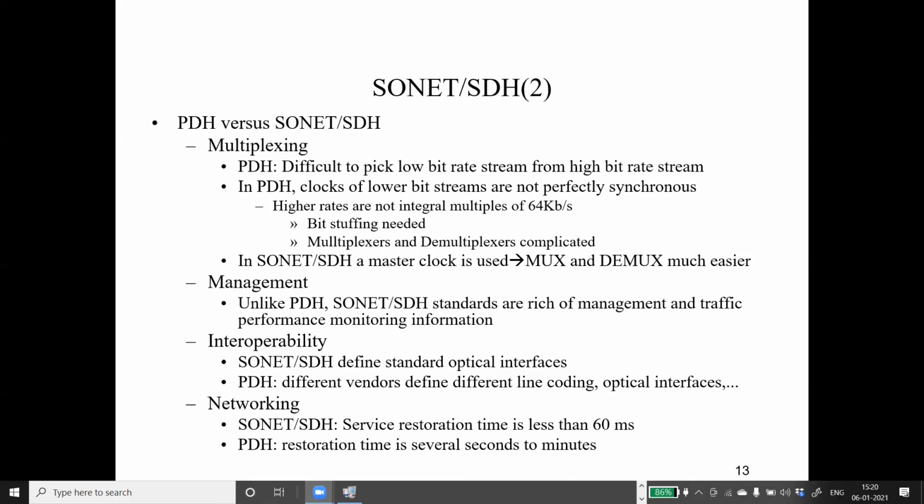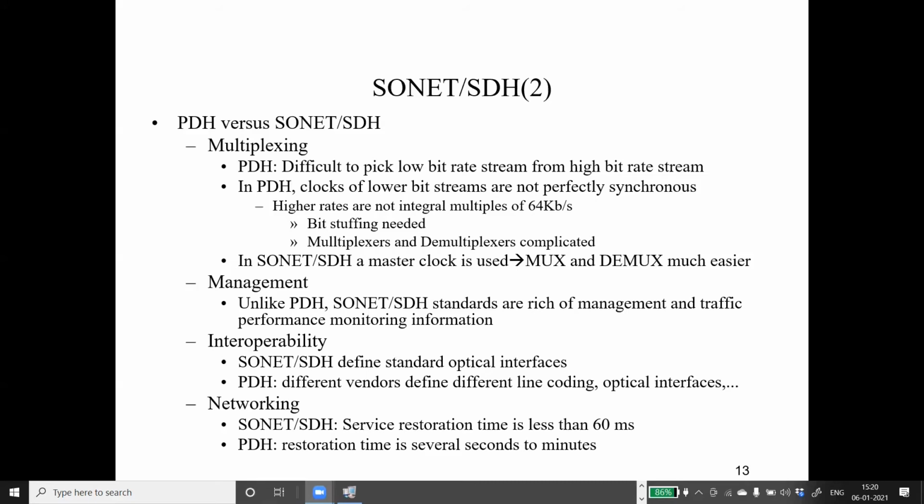Then Sonnet used standard optical interfaces, because what was happening was, whenever new standards came to the market, every vendor wanted to have their monopoly. If the network was of a particular service provider, you got fixed with that service provider, because changing the service provider would mean changing the whole system, and that is how people maintained a monopoly in the market.